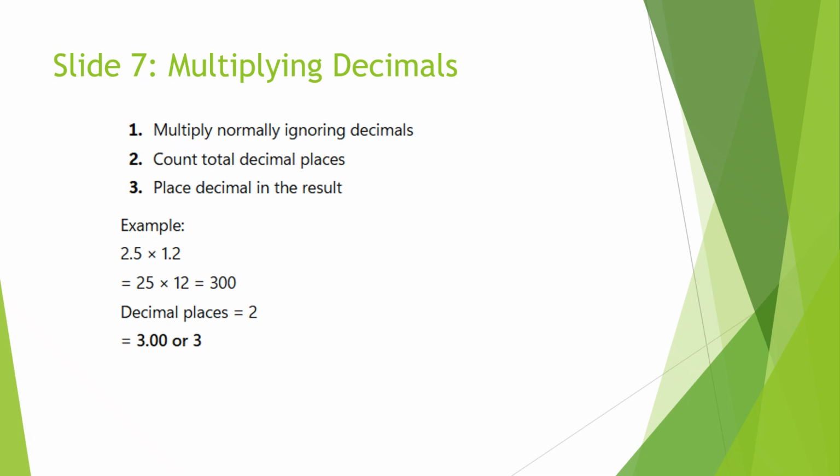For example, 2.5 times 1.2. Just take normal multiplication: 25 times 12 equals 300. Here there is 1 decimal place and here 1, total 2. Moving two places from the right, 300 becomes 3.00. Here 3 is the answer. Like that you have to multiply.